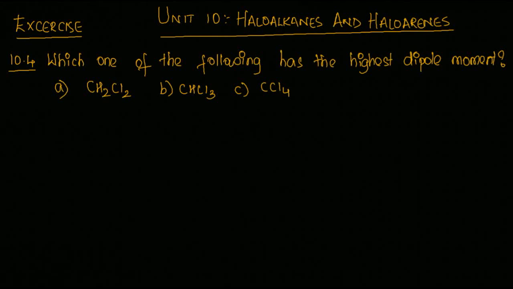So next is question number 10.4. It reads, which one of the following has the highest dipole moment? And there are four options given to us. The first one is CH3Cl, CH2Cl2, CHCl3 and CCl4. So all of these are carbon compounds, and we need to find out which one is having the highest dipole moment.